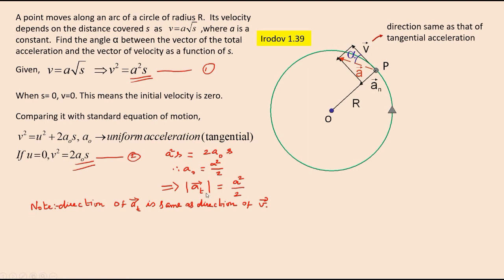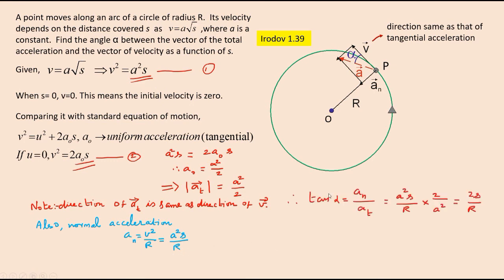Magnitude of the tangential acceleration, this is only tangential acceleration, magnitude will be a squared by 2. See, the direction of tangential acceleration is the same as the direction of the velocity vector. That is written here also. Also normal acceleration at any instant of time is v squared by r. But v squared is a squared s. So a squared s by r. After that things are very easy.